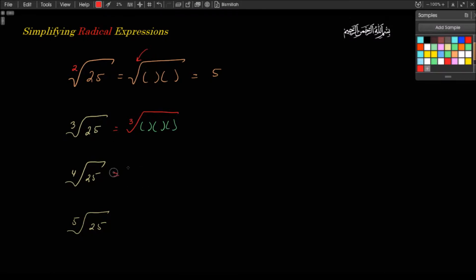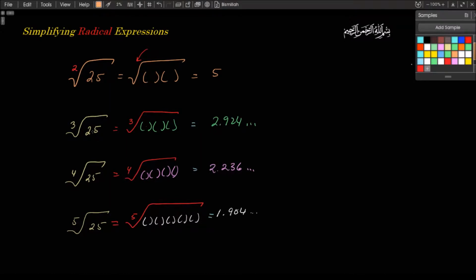And when you take a 4th root of something, what you're trying to say is what number multiplied by itself 4 times will give you 25. And when you take a 5th root of 25, what you're saying is what number multiplied by itself 5 times will give you 25. Now these, mind you, are identical numbers, whatever goes here and goes here. Now look, the cube root of 25 is 2.924. In other words, 2.924 times 2.924 times 2.924 will give you 25.